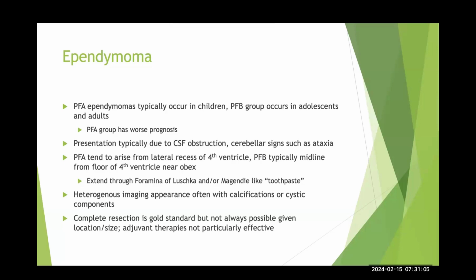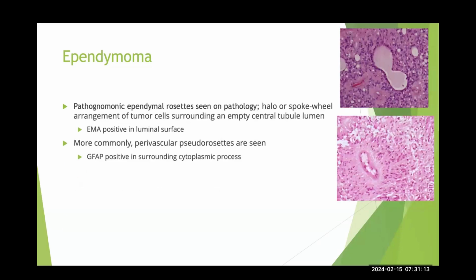And unfortunately, adjuvant therapies are not particularly effective. And so that's why the prognosis isn't as good if you're not able to get all the tumor out. And again, the pathognomonic ependymal rosettes that are sometimes seen on pathology are a halo or spoke wheel arrangement of tumor cells surrounding an empty central lumen. And the EMA is positive in the luminal surface. But more commonly, as Dr. Goldsekin was mentioning, are these perivascular pseudorosettes that are seen. And those are GFAP positive in the surrounding cytoplasm, as again, Dr. Goldsekin mentioned, but not necessarily in actual tumor cells themselves.